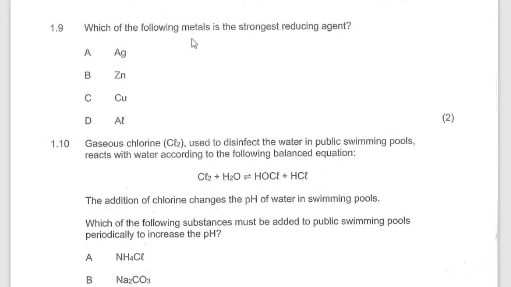Which of the following metals is the strongest reducing agent? Here you have to look at which one is. When you talk about a strong reducing agent, it means that it's oxidized, which means it is high in the reactivity series. If you check here, you'll find zinc, aluminium. So you come here and check it.